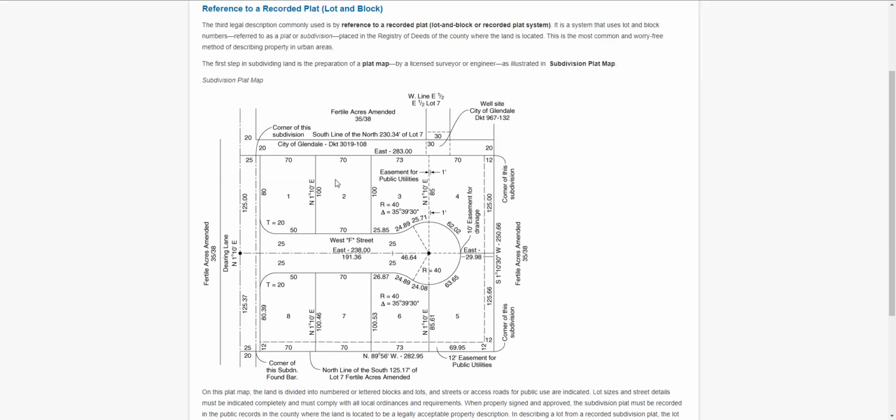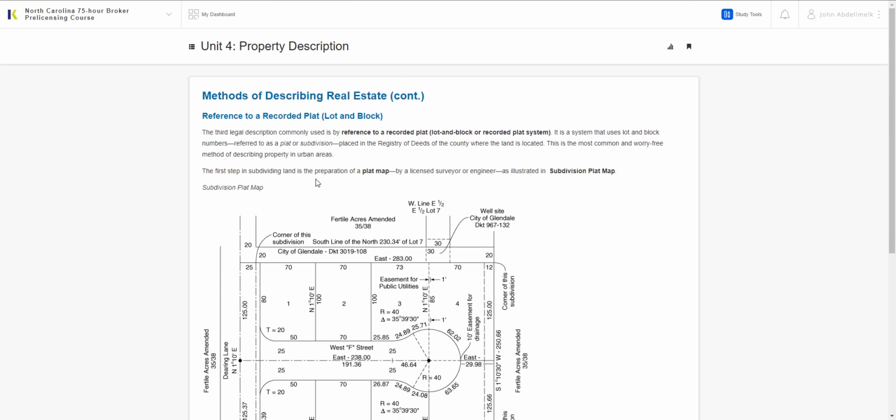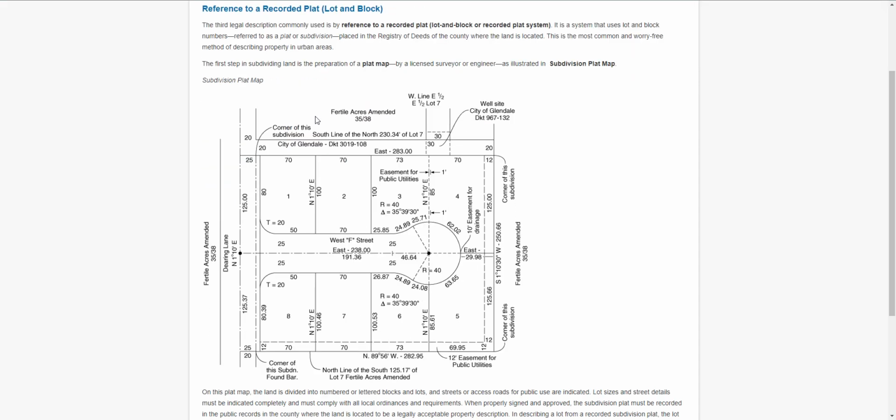Interesting. Okay. Third, legal descriptions use references to a recorded plat. It's a system that uses lot and block numbers, referred to as a plat or a subdivision, placed in the registry of deeds of the county where the land is located. This is the most common and worry-free method of describing property in urban areas. First step is subdividing the land in preparation of a plat map by a licensed surveyor.